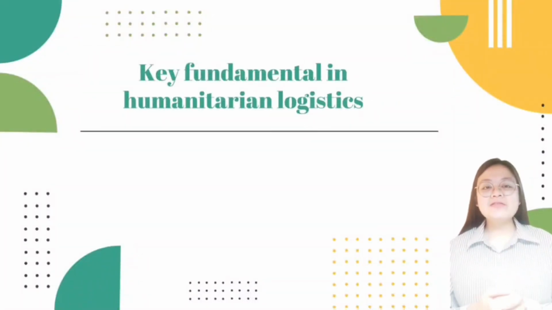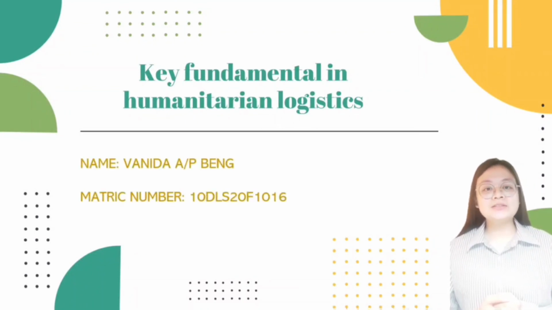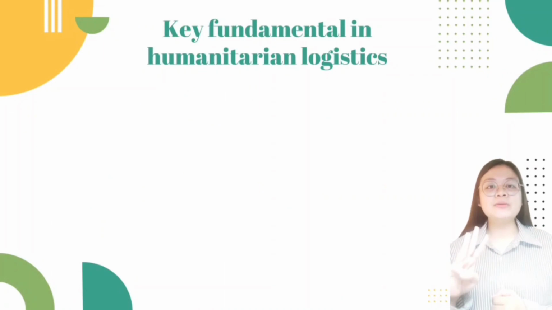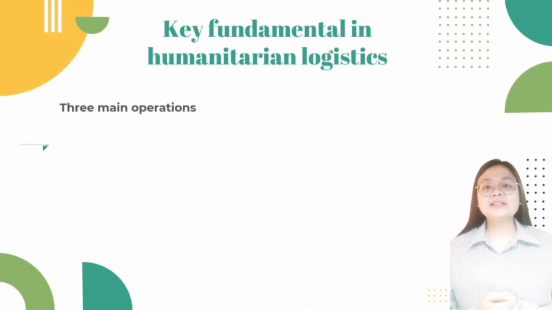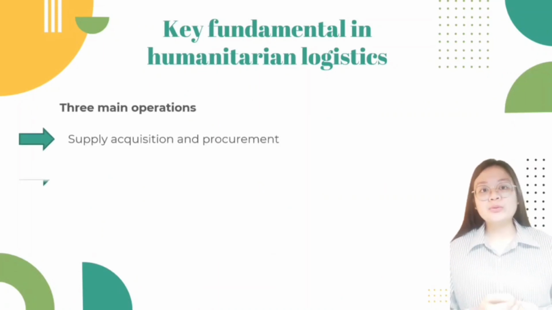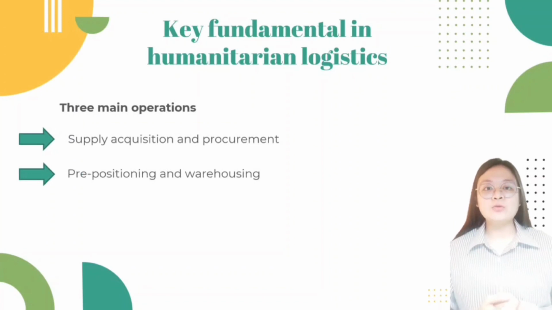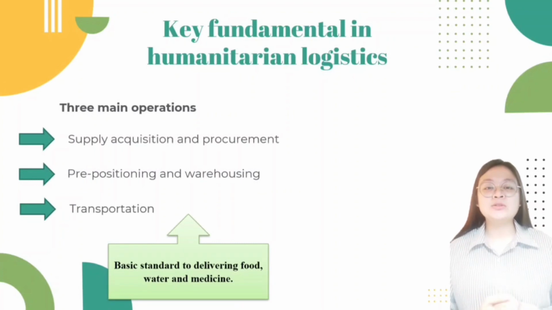Thank you. For the next one is key fundamentals in humanitarian logistics. The disaster relief supply chain is composed of three main operations, which is supply acquisition and procurement, pre-positioning and warehousing, as well as transportation. All these three main operations are an essential component of humanitarian logistics as a basic standard to delivering food, water, and medicine.